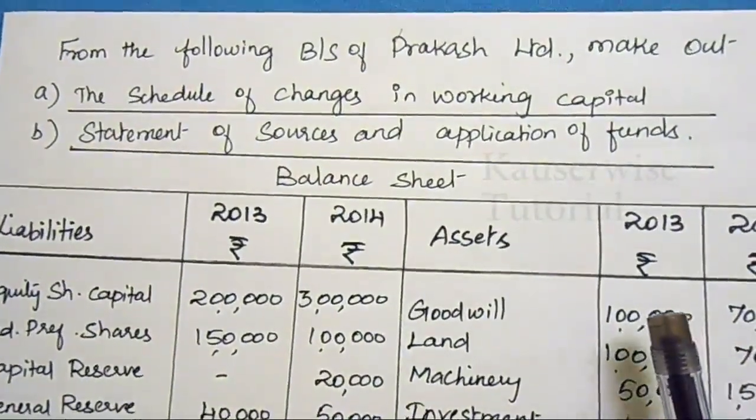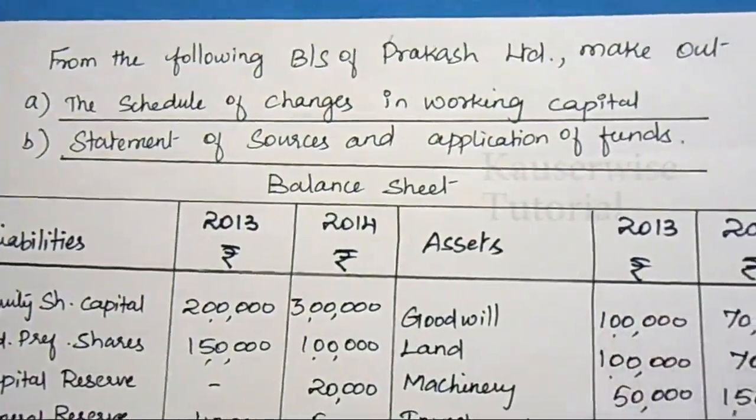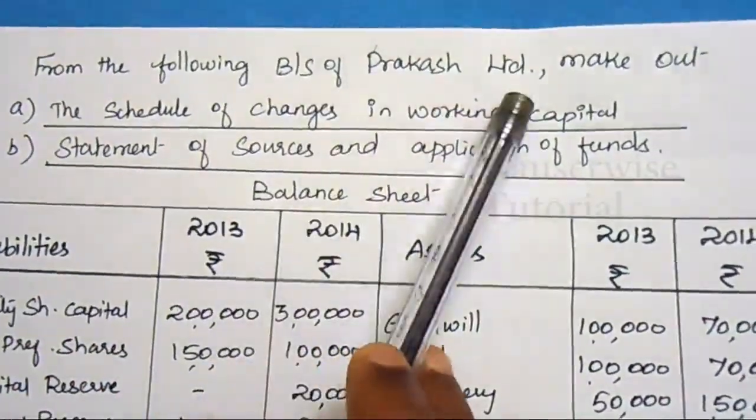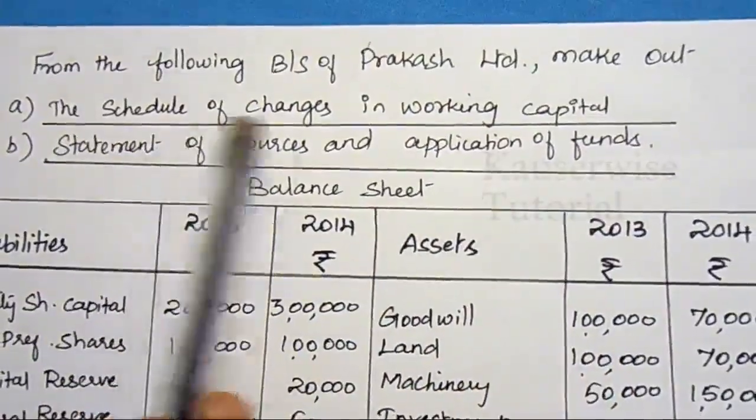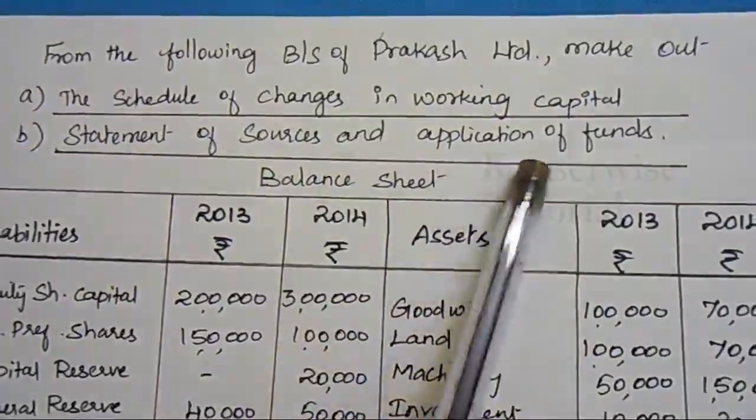For each and every adjustment, you need to prepare a separate ledger. Okay, I'll explain you in detail. Just see this problem. From the following balance sheet of Prakash Limited, make out the schedule of changes in working capital and a statement of sources and application of funds.